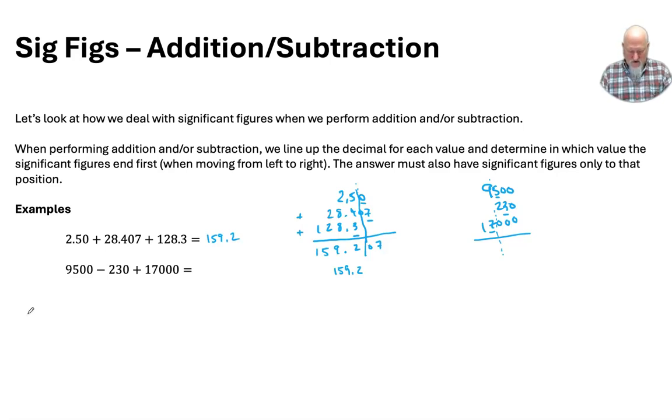So 9,500 plus 230. Oh, nope, it's minus 230, right? So it's minus 230 plus 17,000. Let's do that again. 9,500 minus 230 plus 17,000. I get 26,270.